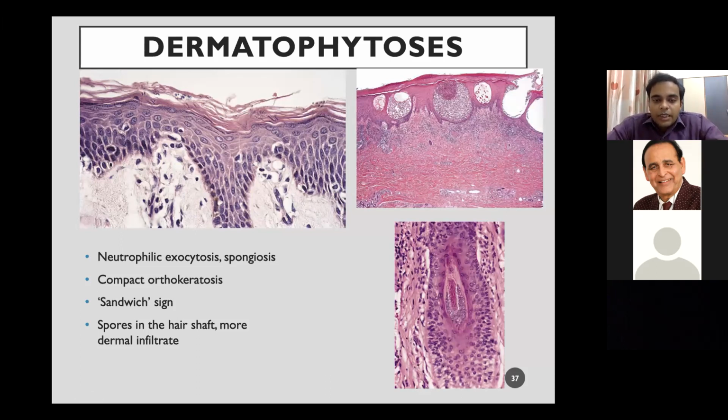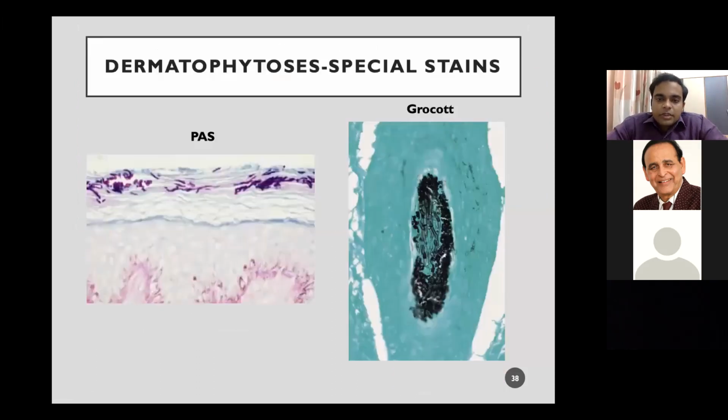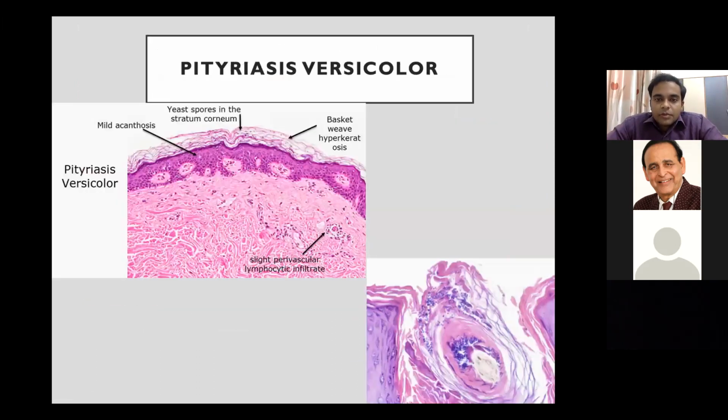So not many findings. Some neutrophil or eosinophil infiltrate may be there in the epidermis producing spongiosis. So that can be there. Okay, and special stains will reveal the organism to you.